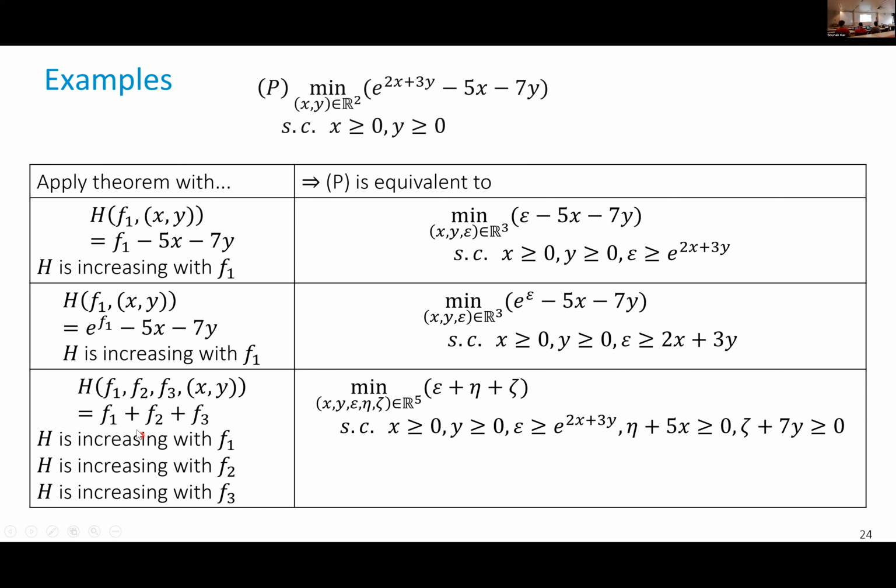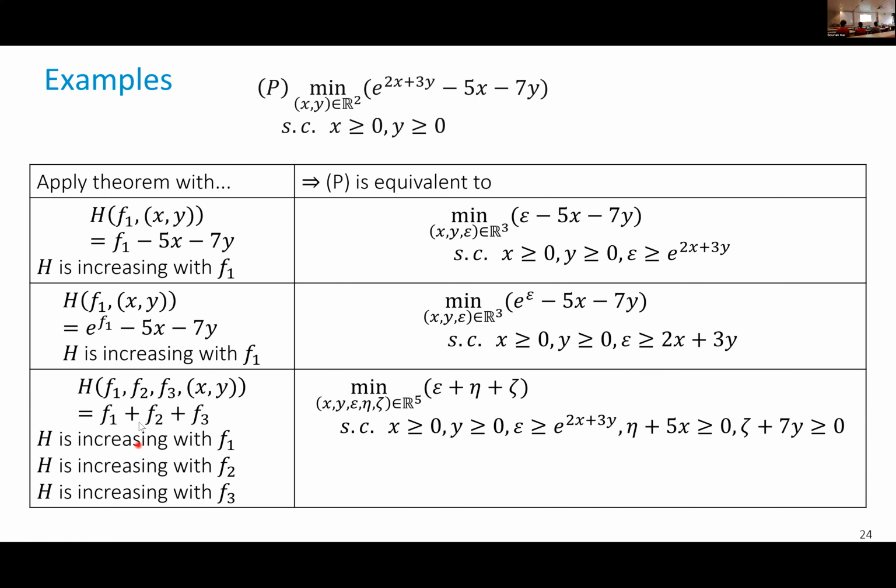Sure, but the theorem doesn't say whether f1 or f2 is decreasing. The theorem says h should be increasing with respect to f1, f2, f3. H is with the minimalization or without? H is given here. I can apply this in three different ways.